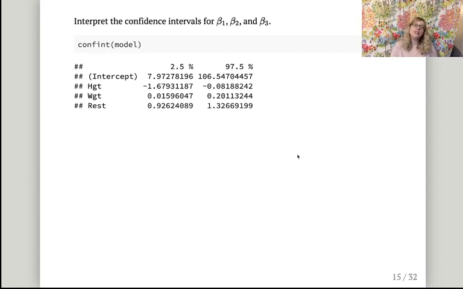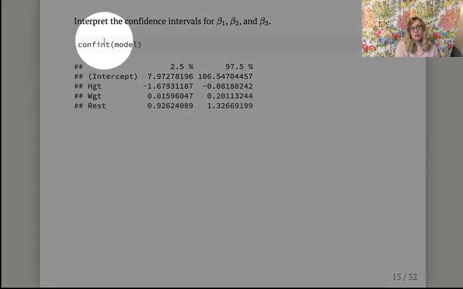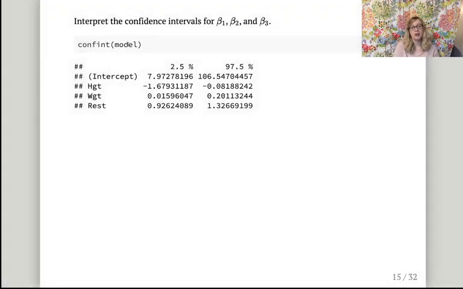Now we can also get confidence intervals for the coefficients in our model. We can do this just by asking for confint. So the function is confint. We input our model to that function, and we get 95% confidence intervals by default for every single one of these coefficients.